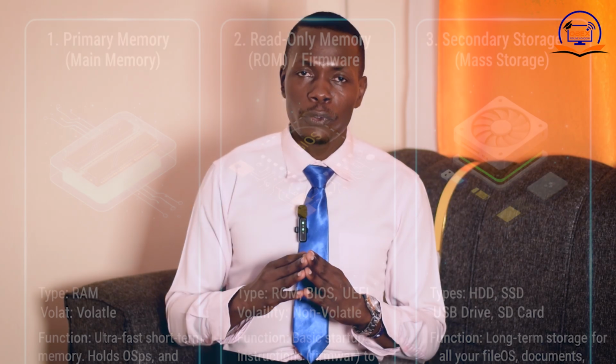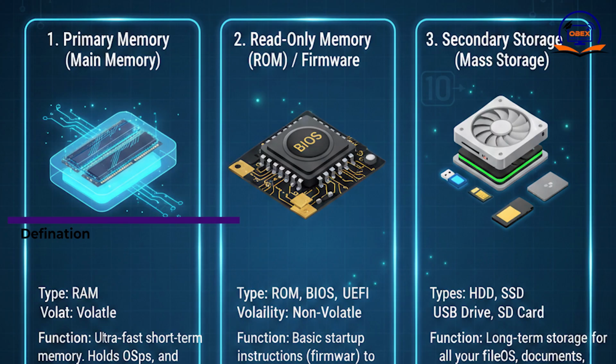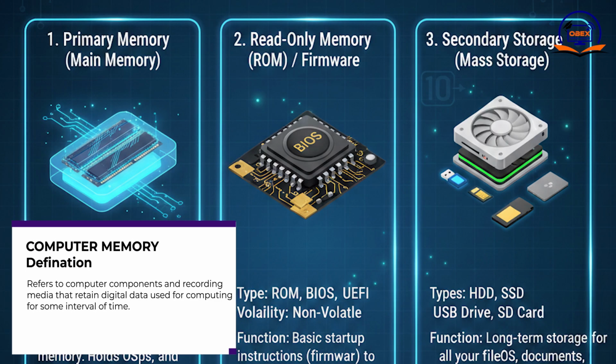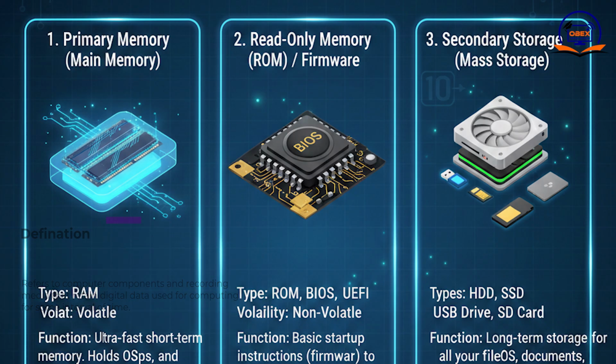The next thing that we want to go through is computer memory. Computer memory refers to the components normally used for recording and retaining digital data for some interval of time. We have three types of memory. Let's start with the first one, the main memory on your computer. It's called RAM. RAM stands for Random Access Memory. Random access memory is the main memory inside your computer.